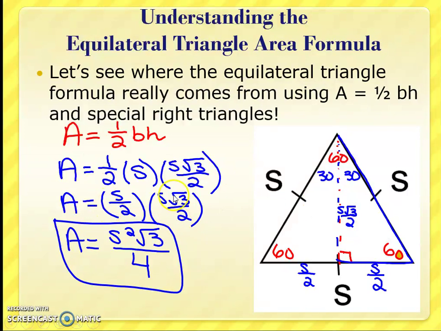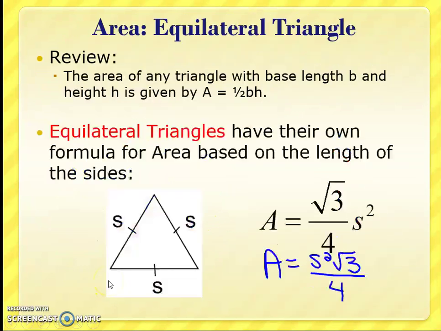If I plug this in, the base, which is S, times half, times the height, S radical 3 over 2. That's S times S, S squared. Radical 3, 2 times 2, 4. That's how we came up with this area formula. So S squared radical 3 over 4, or radical 3 over 4 S squared.